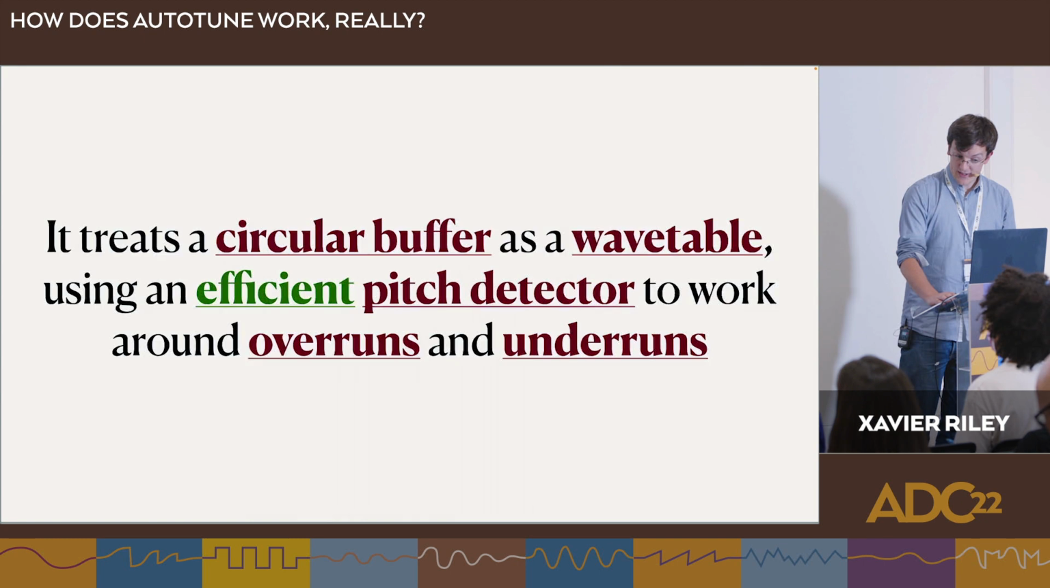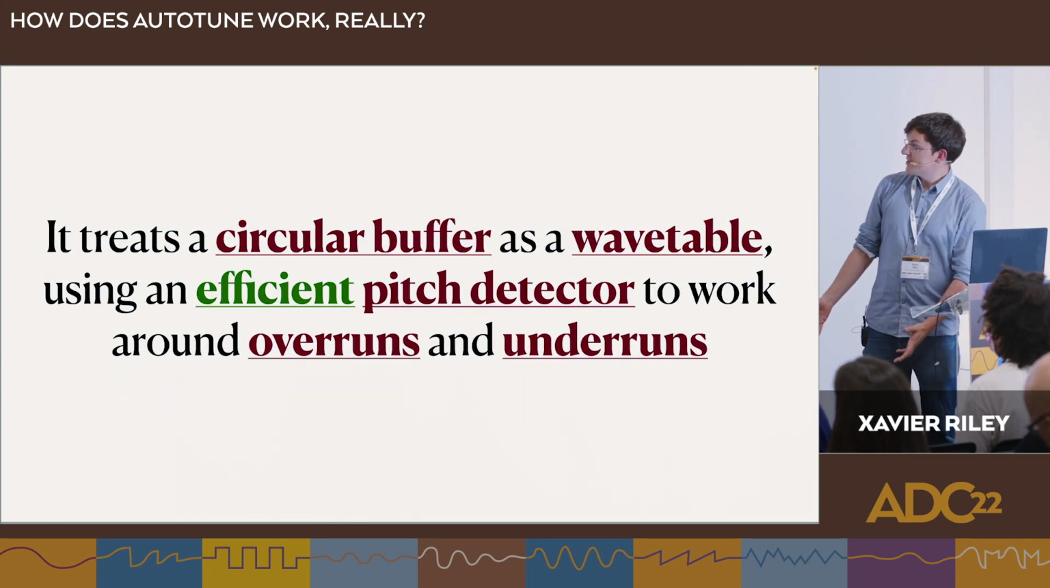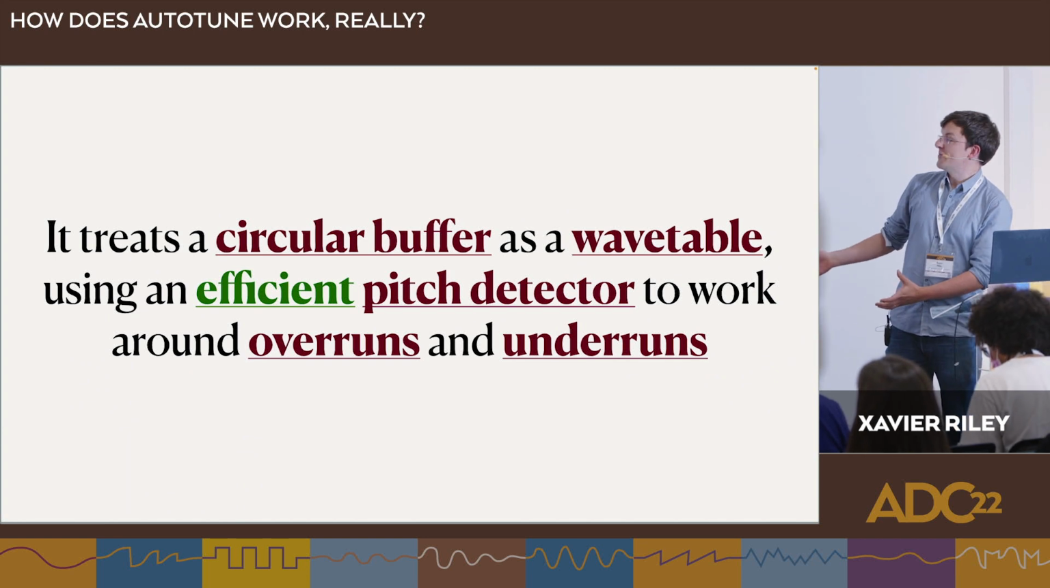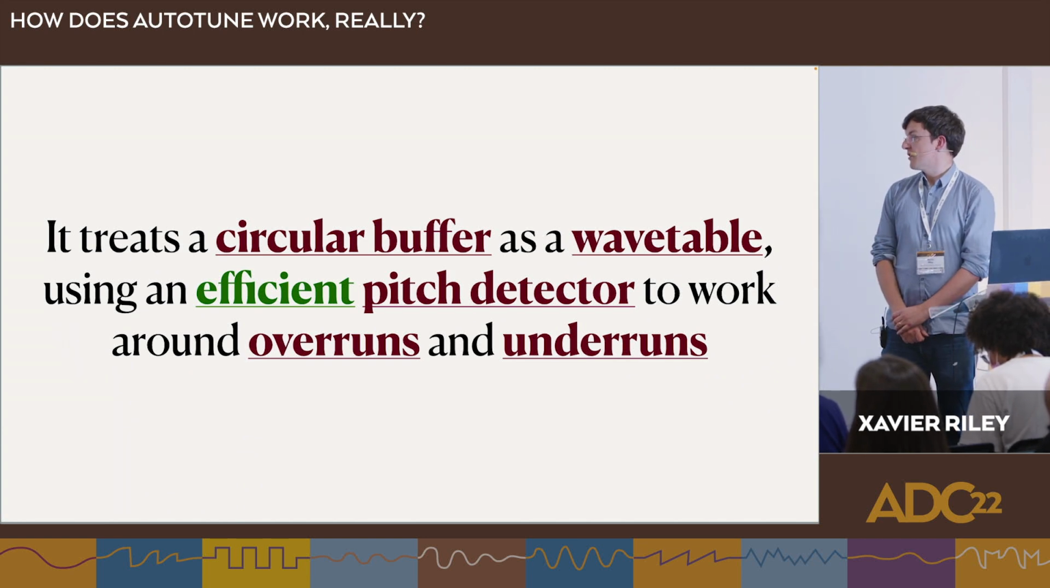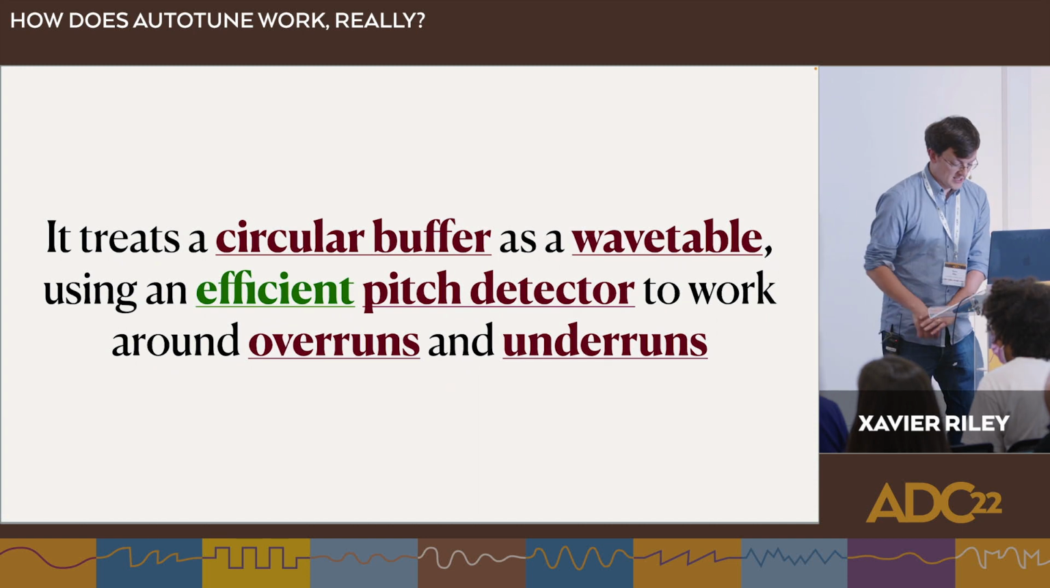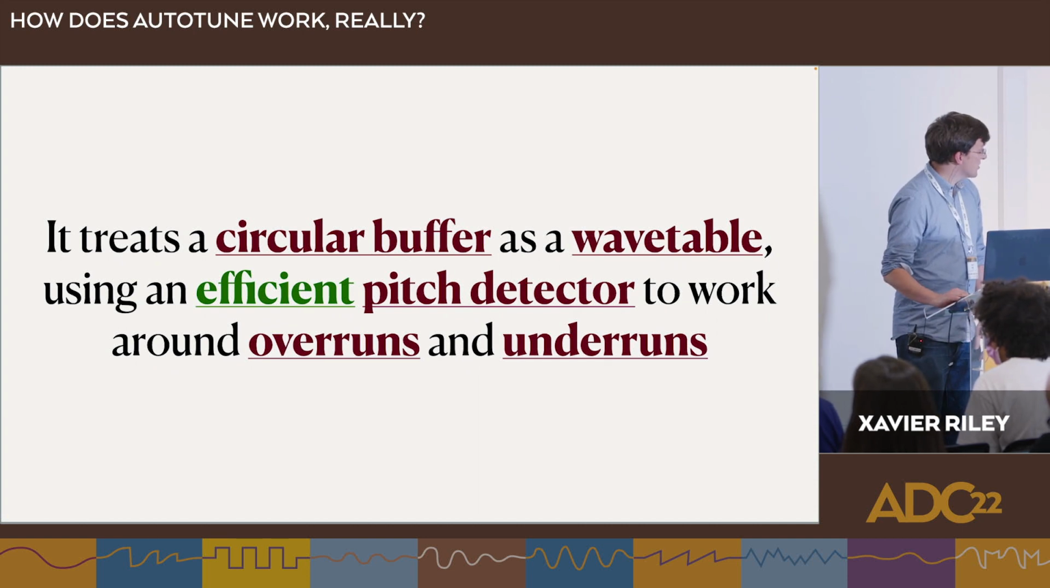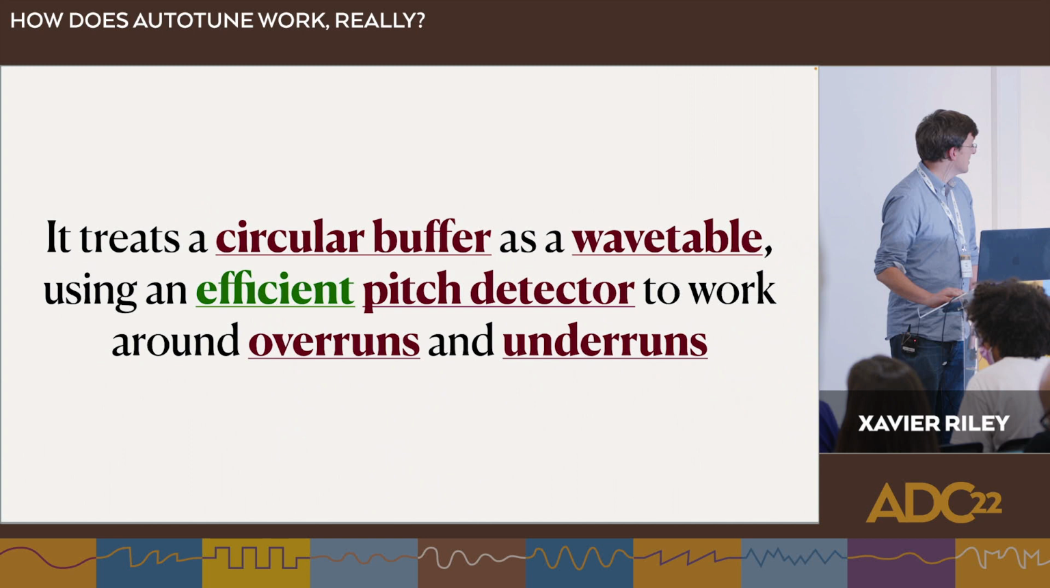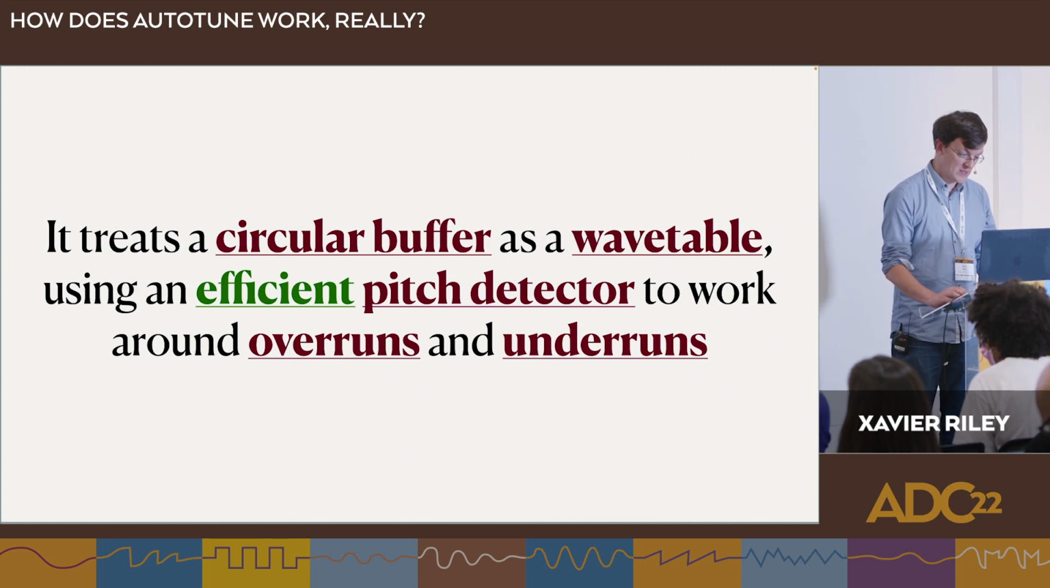So in simple terms, Autotune works, and this is on one slide: it treats the circular buffer as a wavetable, using an efficient pitch detector to work around overruns and underruns. We'll just go through and unpack some of those. Some of how it works might surprise you. It might not. We'll just get stuck into it.